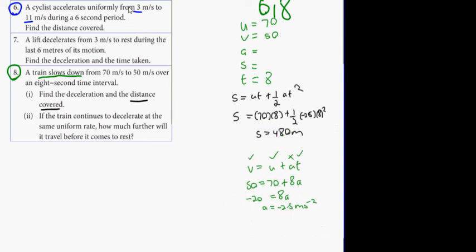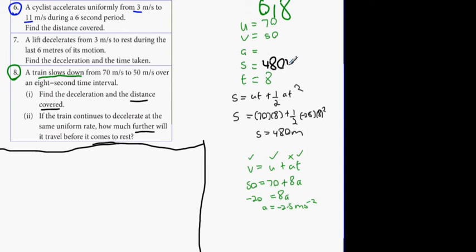Now, if the train continues to decelerate at the same uniform rate, how much further will it be able to travel before it comes to rest? So, how much further is the question at the moment? Okay. So you've already travelled 480 meters, and then you can have 480 meters, and A is minus 2.5. Can anybody in the class suggest a method for doing this? 2 different methods.